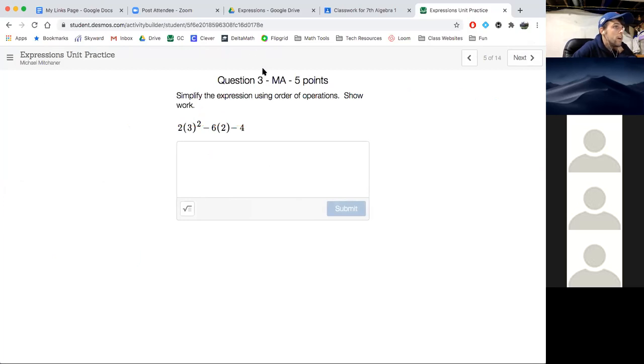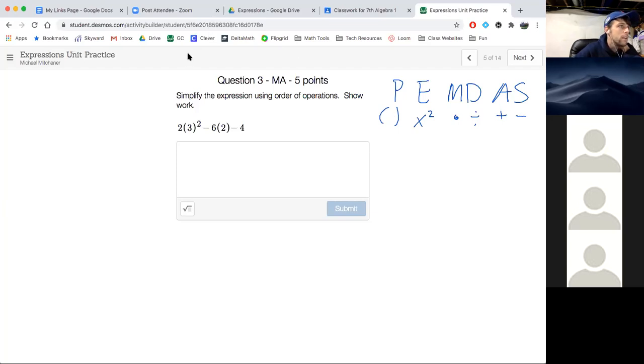All right, moving on. So then we have another question in mathematical accuracy. We're supposed to simplify this expression using the order of operations. So hopefully we remember these order of operations, but if not, remember this is a handy mnemonic device. So parentheses, exponents, multiply and divide, add and subtract. This is the order. Anything in the parentheses we do first, then we do exponents, then multiply or divide. Those are grouped together, then add or subtract.